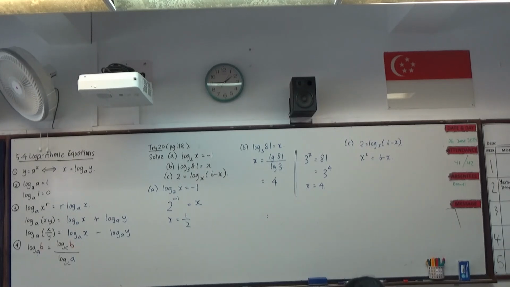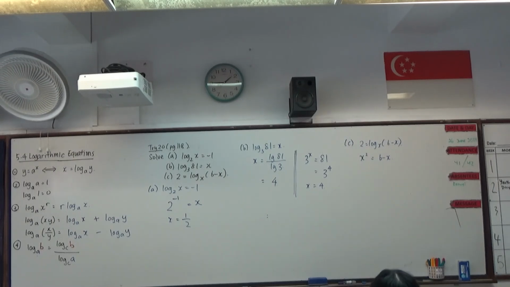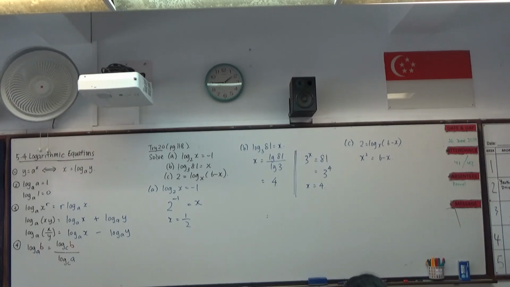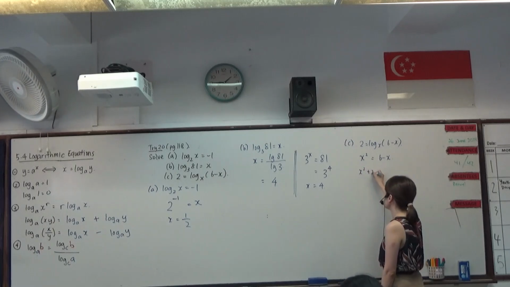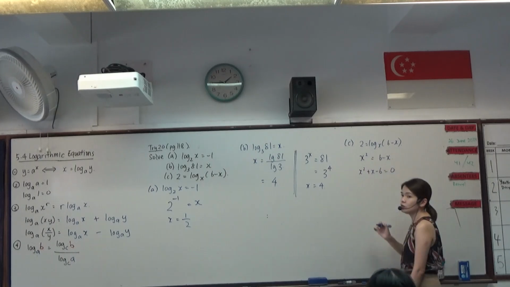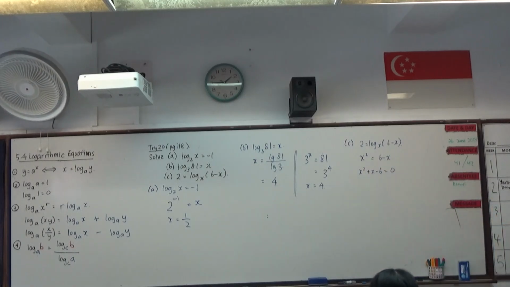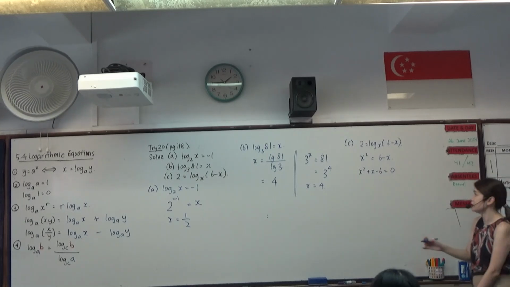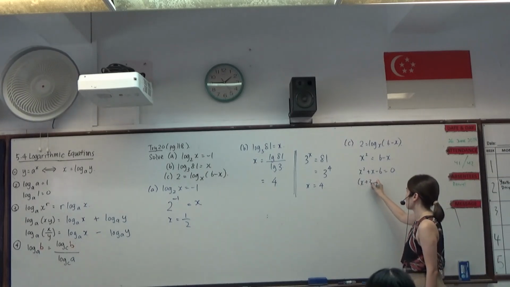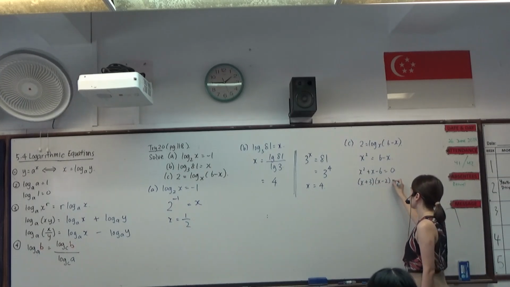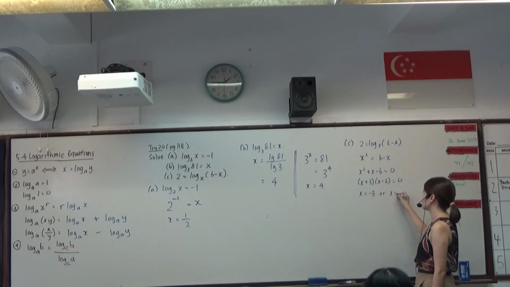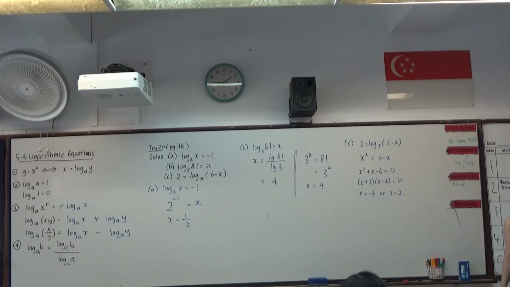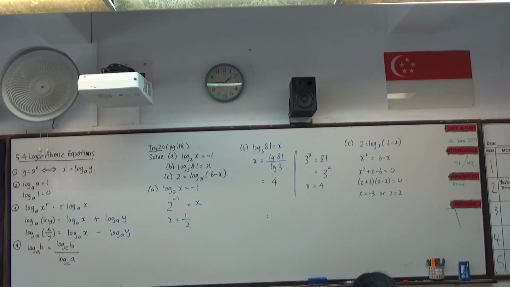Okay, so this shouldn't be difficult to solve, right? This is a quadratic equation. You just have to bring everything to one side, use your quadratic formula or factorize. In this case, you can factorize. And we get x equals negative 3 or x equals 2.